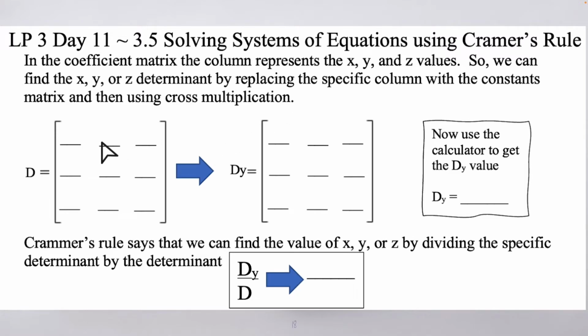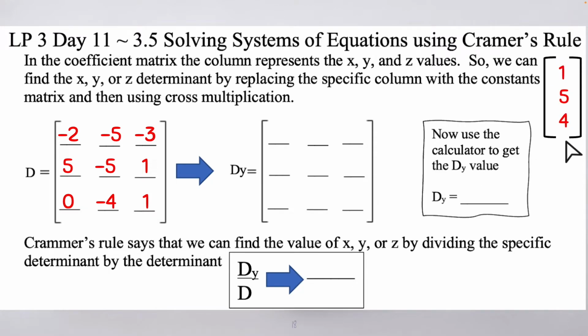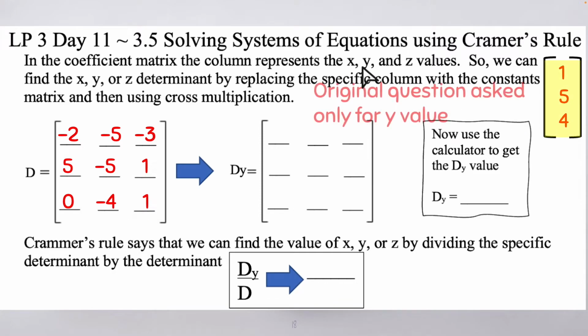With this one, here's the original matrix. And here is the constants matrix that I wrote back there on that first page. And I'm going to replace the y column, because remember, that's the column they want. The original question asked only for the y value. So I'm going to replace this y column with the constants matrix. So here it is. We have it replaced. It's 1, 4, 5 instead of -5, -5, -4. So now you can use your calculator to get the determinant of y value, or the y determinant value.